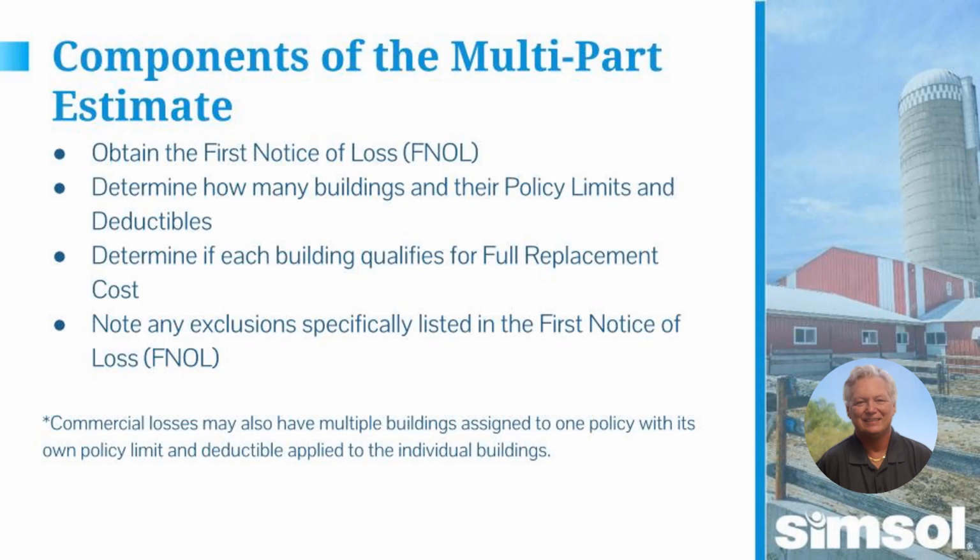Then the additional multi-part estimate is mainly what you want to add on for different buildings that are around that's not part of the pertinent private structures. For example, barn 1, barn 2, barn 3, barn 4, or any other building.